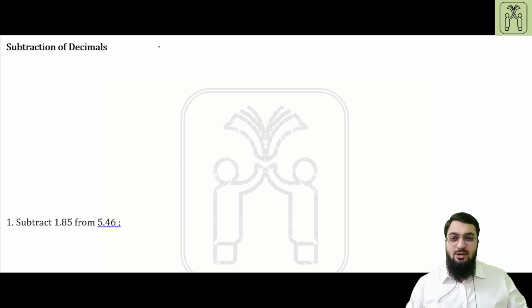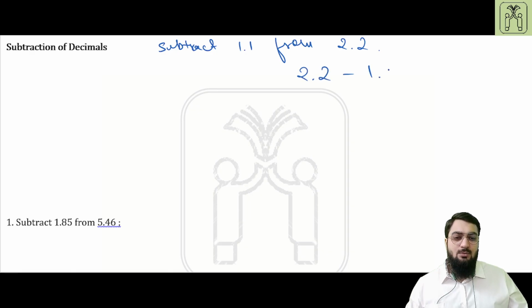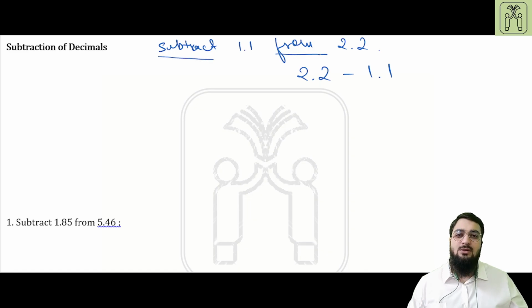For example, if I say subtract 1.1 from 2.2, then that means that 2.2 minus 1.1 is to be done, because as far as the language is concerned, I think you know about that. We have learned that in natural numbers, whole numbers, comparing numbers, and integers. Okay, also in fractions. So 2.2 minus 1.1.